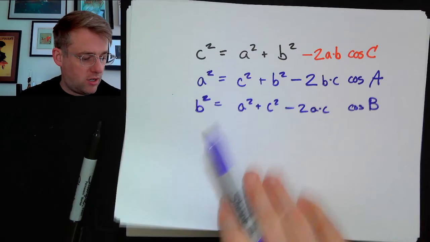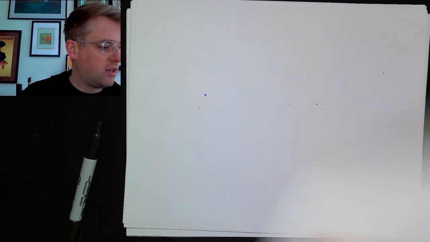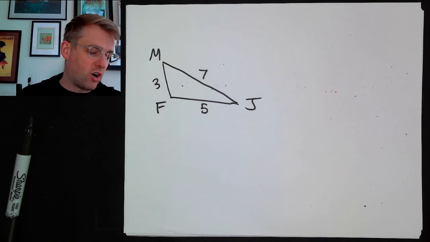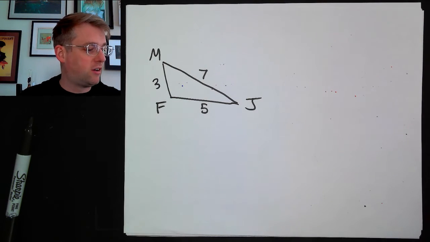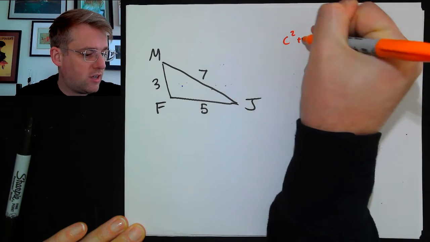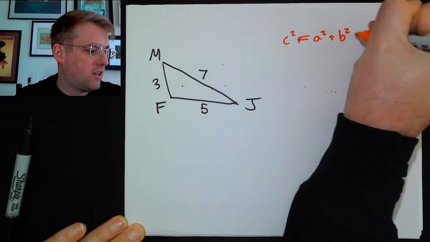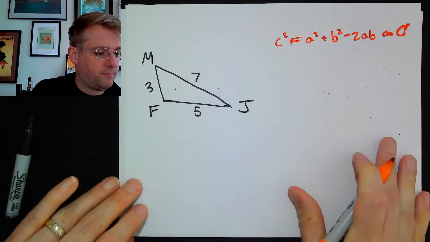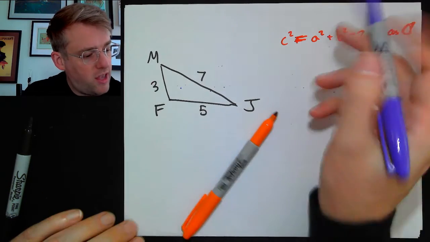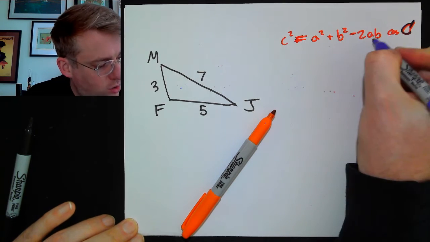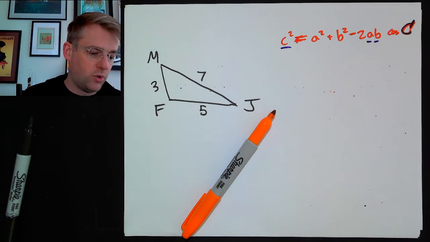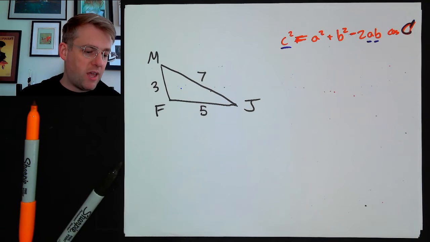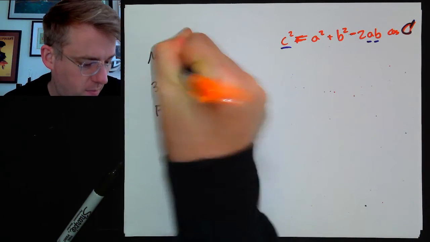So let's do a sample problem like what's going to be in your problem set. Here's triangle MJF. We have 3 sides that are all known to us. Now there are 4 variables in the law of cosines: c, a, b, and capital C. So if we want to find an angle, we have to know all 3 sides, which we do here. So we're not using A, B, and C, we're using M, J, and F. That's fine. Let's pick an angle to find. I'm going to go with M.